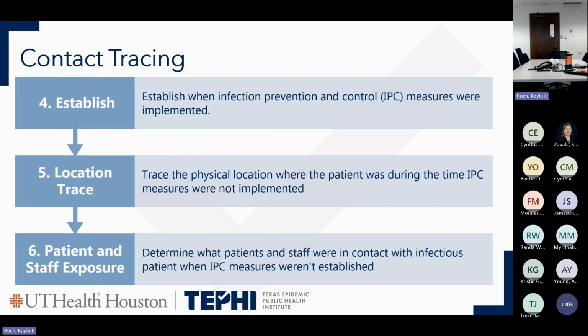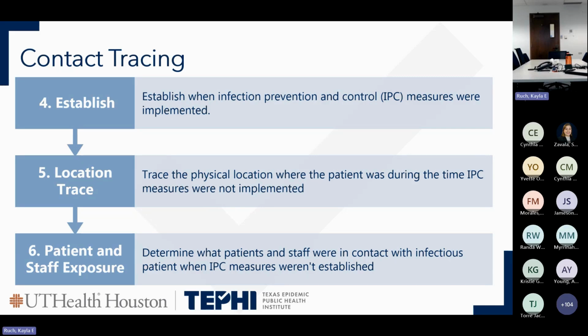Then the next thing is to establish or determine when infection prevention control measures were implemented. So when were things done appropriately and when were things not? When were they on isolation? When were they in a single room compared to when those things weren't? Also, if you are doing a breach in infection prevention measures, say that you had PPE, but later you found out your PPE wasn't effective, when was that time? So you'll use that as step 4.